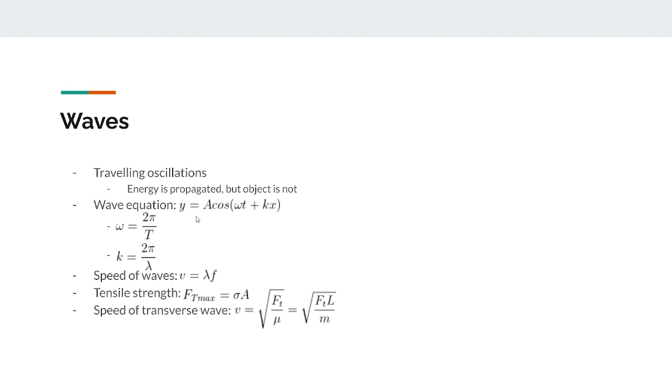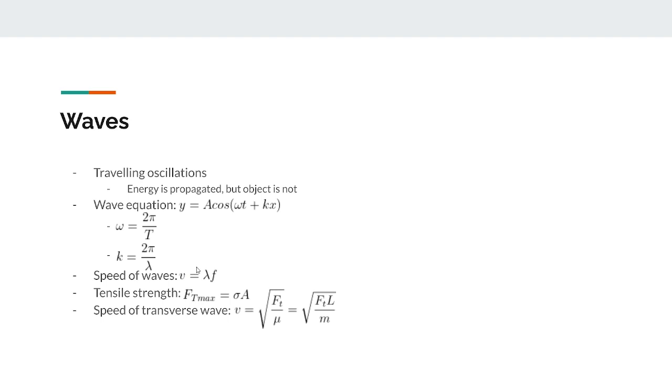If you ever have a wave equation, this is not important. These two things, where our omega is going to be 2 pi over T, and this k, this is not a spring constant, is going to be equal to 2 pi divided by this lambda. And this lambda is our wavelength. So these equations are a bit more useful.